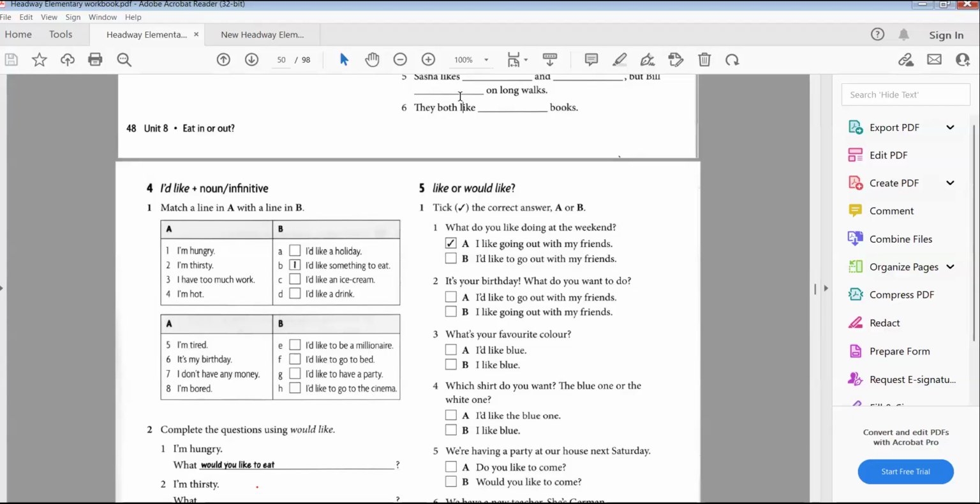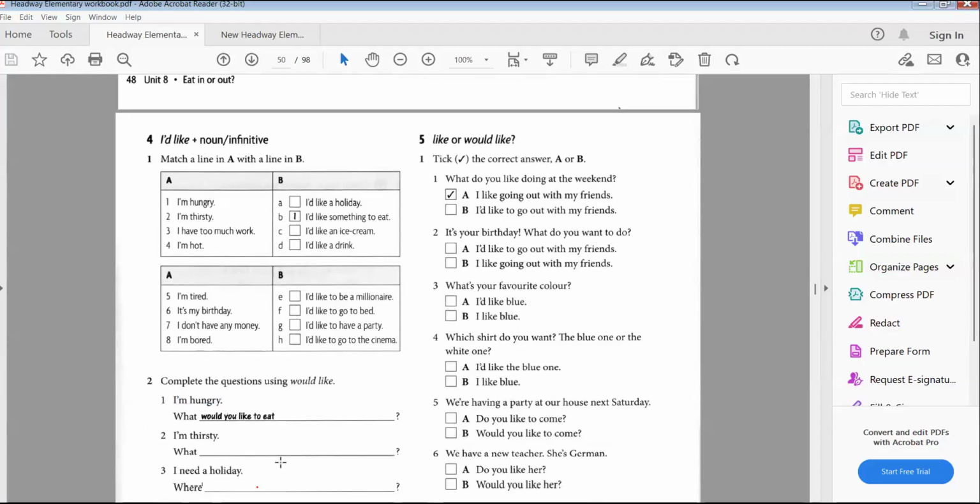Okay, that's correct. So now we got used to how we're gonna request something politely from people. So now let's do number 2. Now we're gonna make it a question, how I'm gonna ask someone politely what they want. So I'm hungry. I'm telling you I'm hungry. How should you answer it? What would you like to eat?